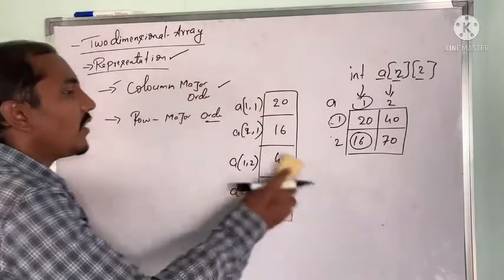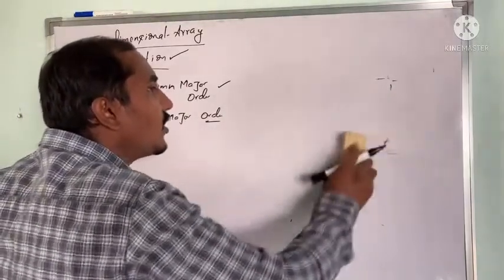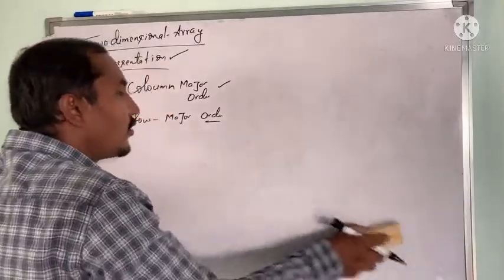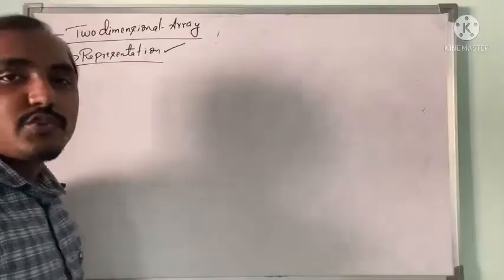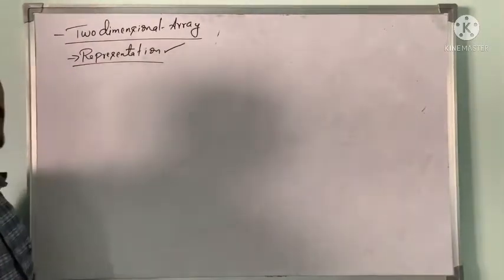So now we'll see what is the use of this, how to access the elements when you are using row major order, and how to access the elements when you are using column major order. We shall continue with the topic. The topic is regarding representation of two-dimensional array.